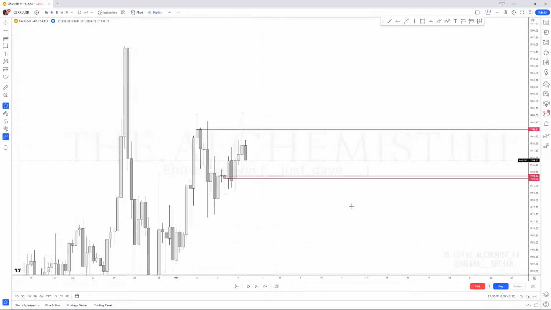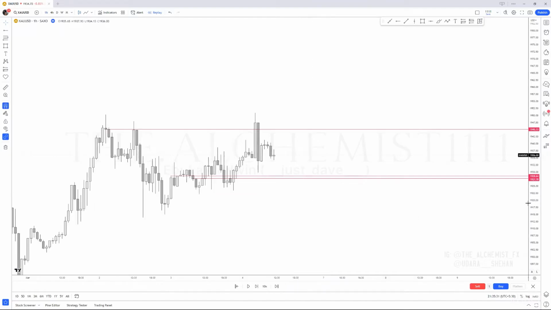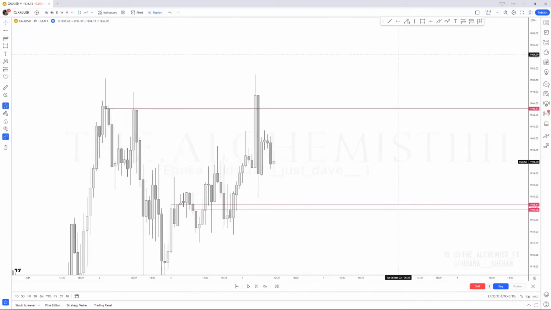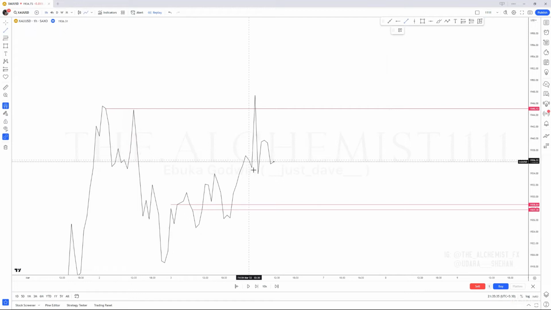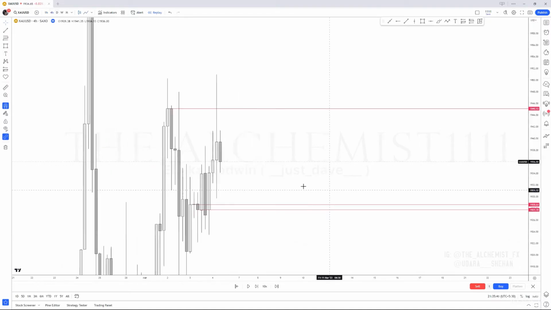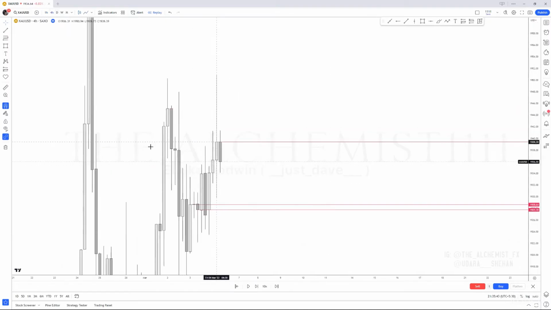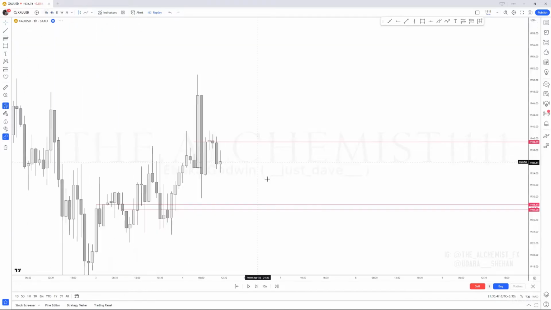Go to H4. Okay, what happened? Okay, this high is taken out. H1 has broken structure right here. Can you see? H1 has also broken structure. Let's go back to H4. H4 creates a new resistance here. Go back to H1.